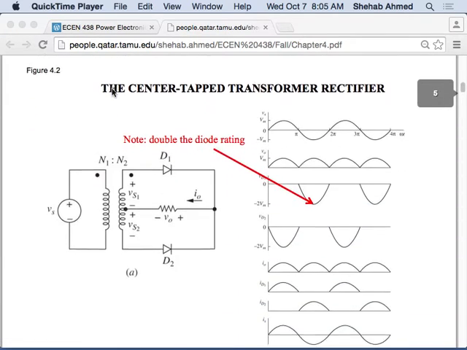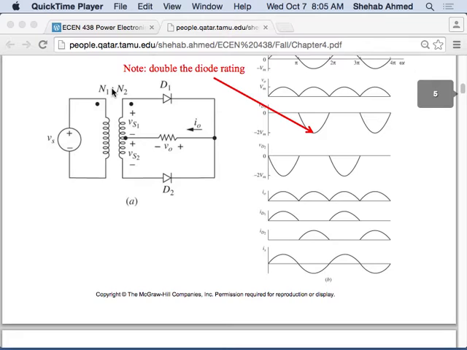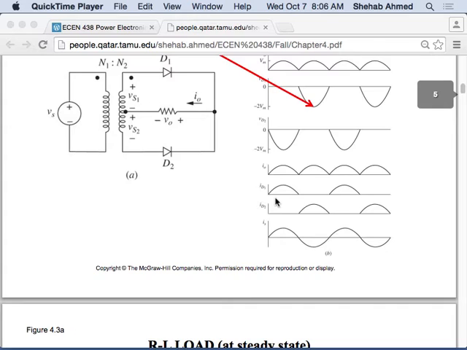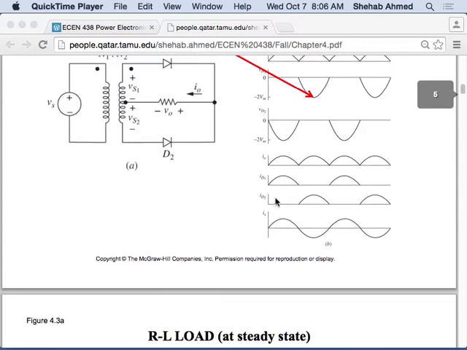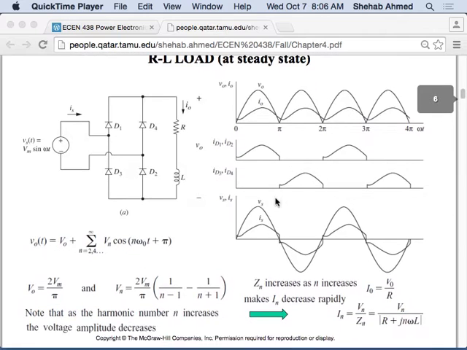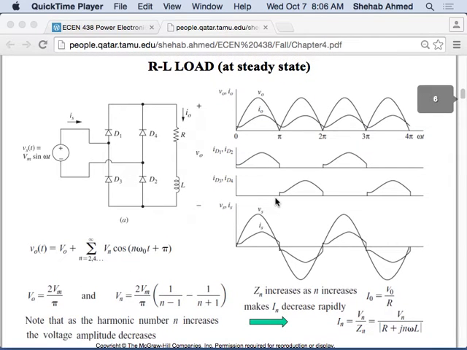And then we did the center tapped rectifier. The output waveforms are identical, except the only difference is really the peak voltage on the diode, right? Yeah. So we realized that in this case it was double the voltage rating of the previous case. And then we did the RL load case. We looked at the output voltage, output current, diode currents, and then we also looked at the supply current.